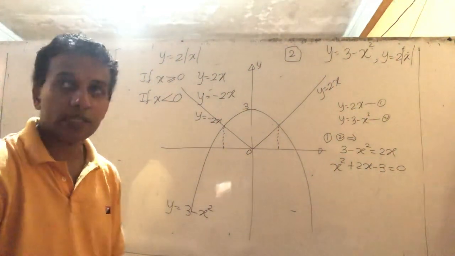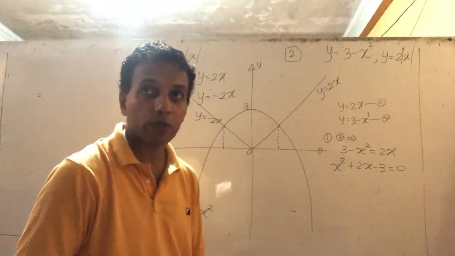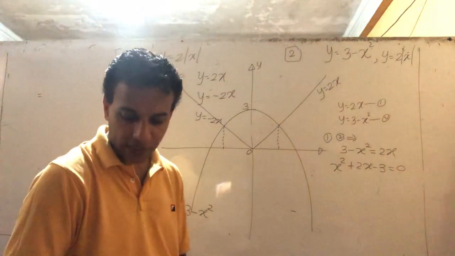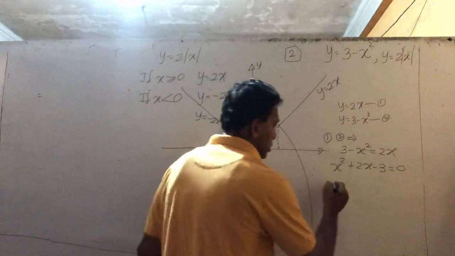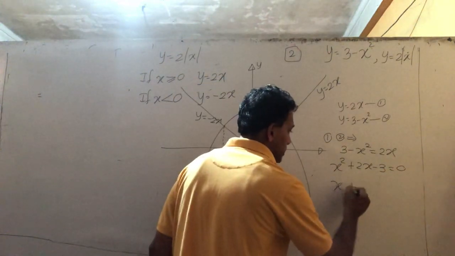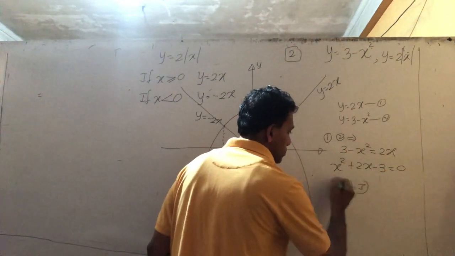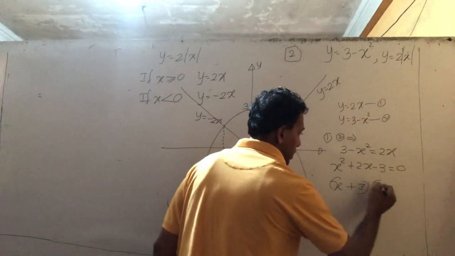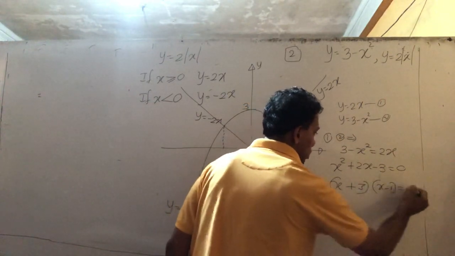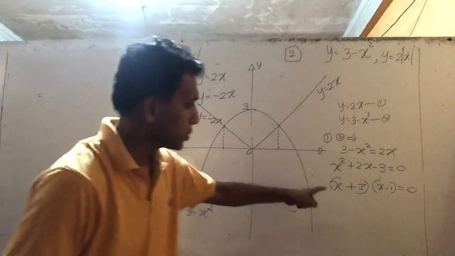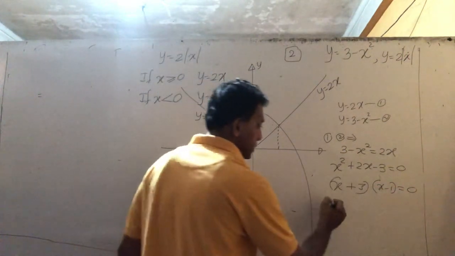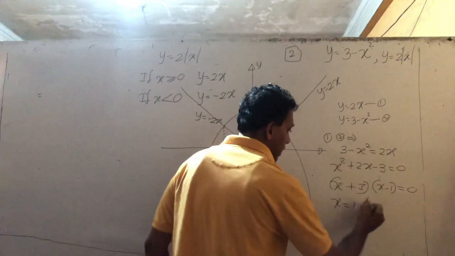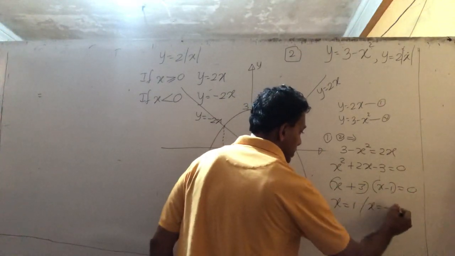Then the factors: x plus 3 times x minus 1 equals 0, is it? When you multiply, x squared minus x plus 3x, yes. We have a solution: x equals 1 or x equals minus 3.